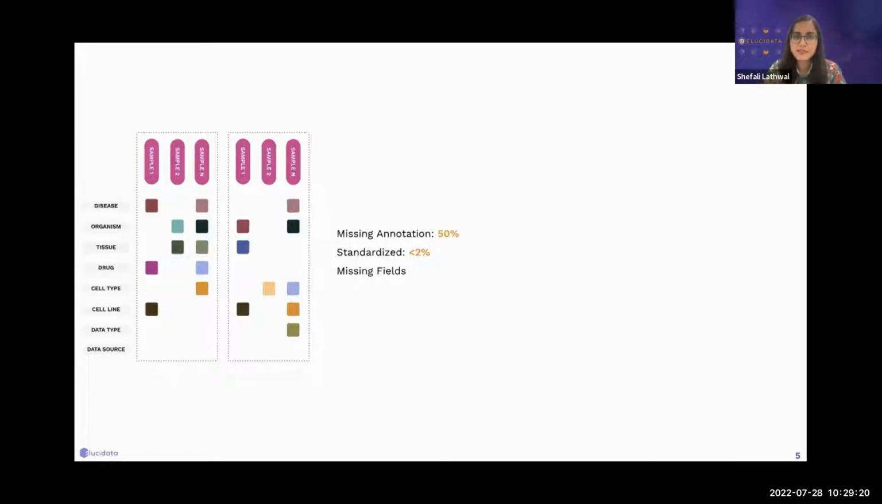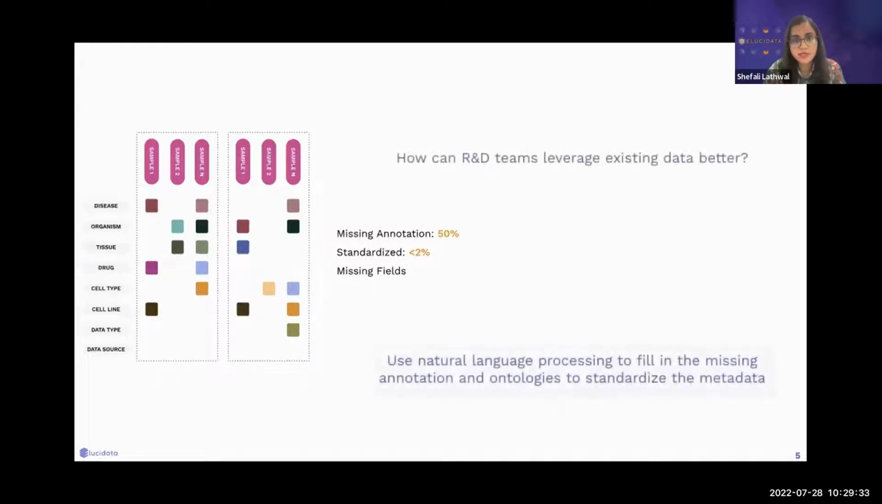So given that this is the state of metadata today, where metadata when present are not standardized, and often they're actually absent in many cases, the question we asked at Elucidata is, what can we do to make these data more usable? And the approach that we chose was to use natural language processing to fill in these missing annotations wherever they were missing, and then to use ontologies to standardize the metadata terms.